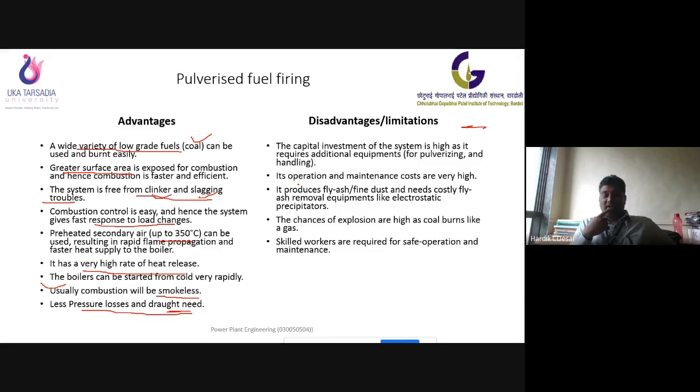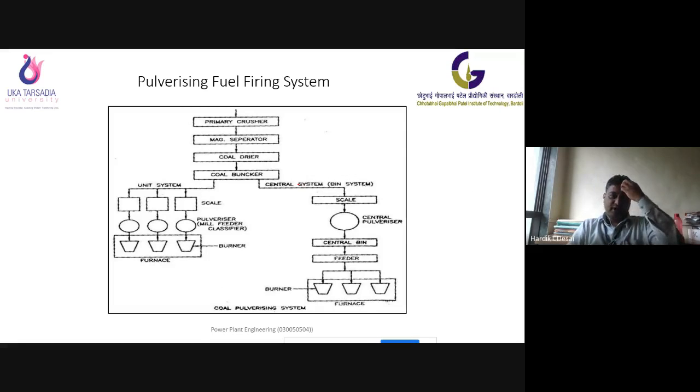There are some chances of explosion, because the coal in powder form works like gas. And of course you need skilled workers for the safe operation and maintenance of the system. So these are the different kinds of pulverized fuel firing systems.